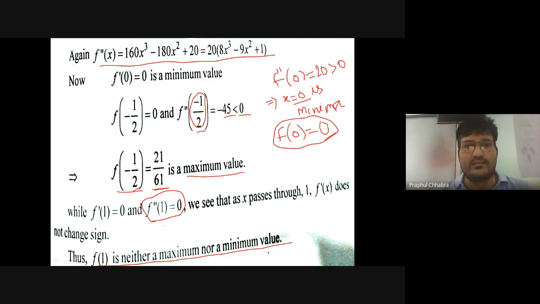That's why x is equal to 1 is neither maxima nor minima, or we can say it's a saddle point. The point which is neither maxima nor minima is called a saddle point. Right? And after putting this saddle point into the function, we say the function has neither maximum value nor minimum value at that particular point. Now we move to the second question.